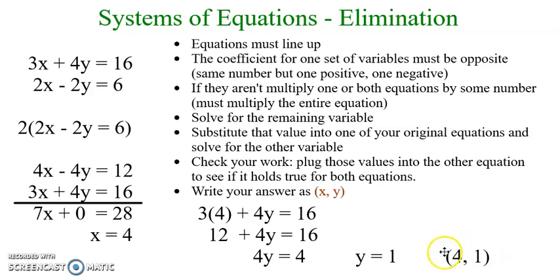So as of right now, my solution is 4, 1, but that only for sure works in this top equation, right? Because that's what I substituted in my x equals 4 to find my y. So I want to just double check, plug 4 and 1 into the bottom equation. That ends up being 8 minus 2, which does equal 6. So that confirms that 4, 1 is my solution.